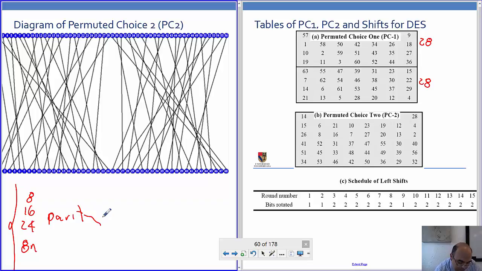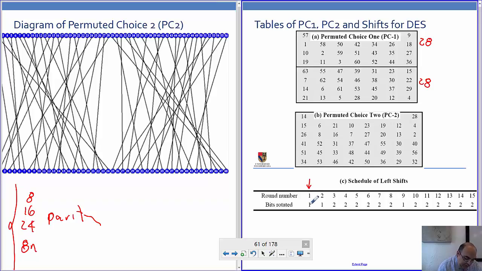So we have the permuted choice 1, permuted choice 2 is there, and the schedule is here. For example, for the first round, how many bits are going to be shifted to the left? Just 1. For round 11, how many bits are going to be shifted to the left? In this case, 2. There are only 3 cases where they are shifted just 1: round 1, round 2, and round 9. In other cases, they are always shifted 2 bits.